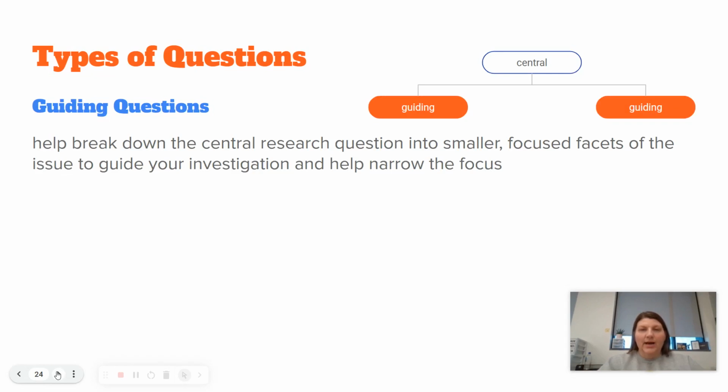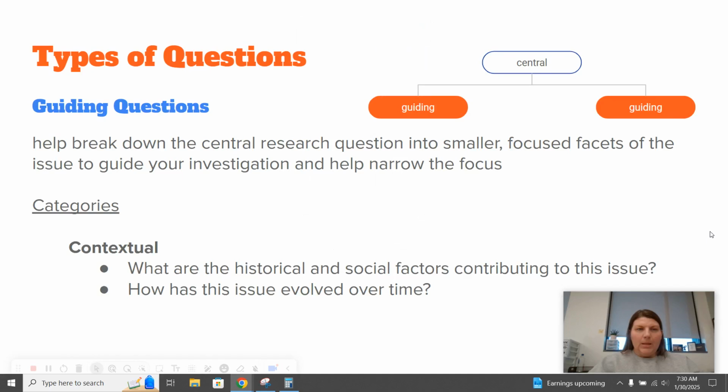The next types of questions are the guiding questions. You'll have one central question and multiple guiding questions that help break down that central question into smaller focused facets to guide your investigation and help narrow your focus. These are the questions that you'll actually be plugging into a search engine.